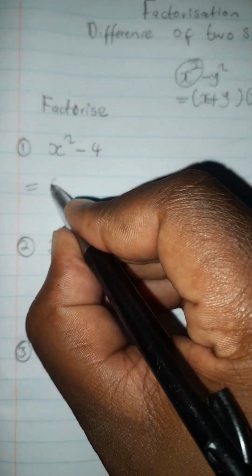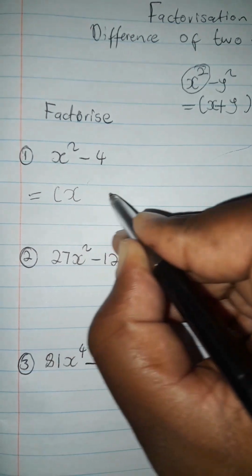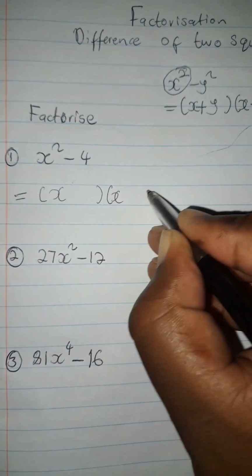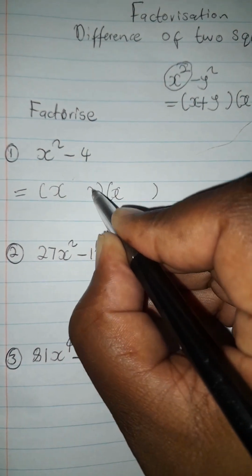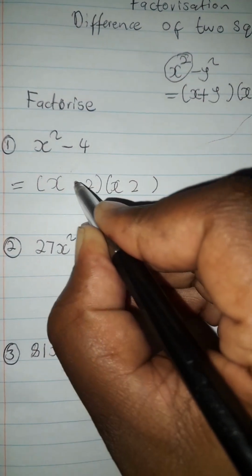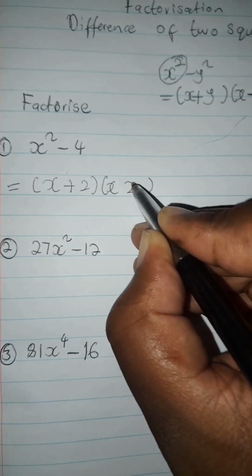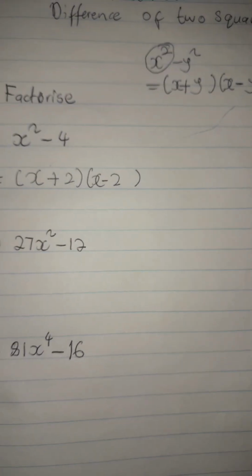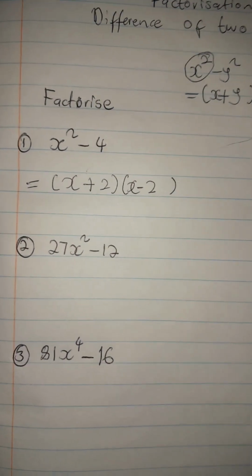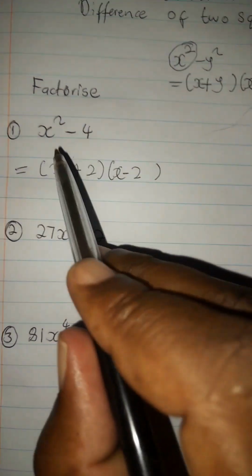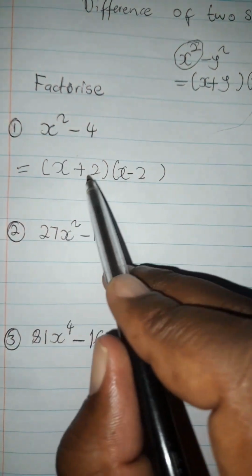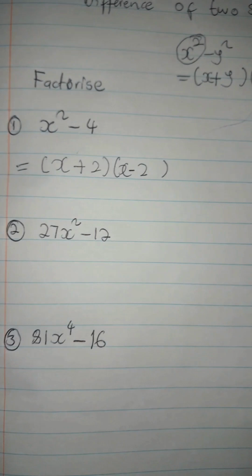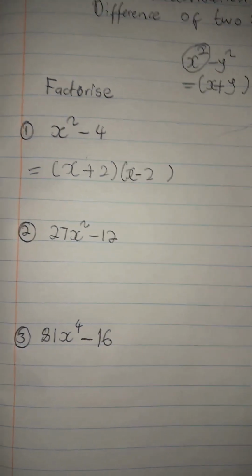So what are the factors of x squared? It's x and x. The factors of 4 are going to be 2 and 2. Remember I told you that the signs should be different: plus here, and a minus here. Because the factors of 4 are 2 and 2, and you can prove it again: x times x is x squared, and 2 times 2 with the opposite signs gives negative 4. Right, let's go to the second equation.